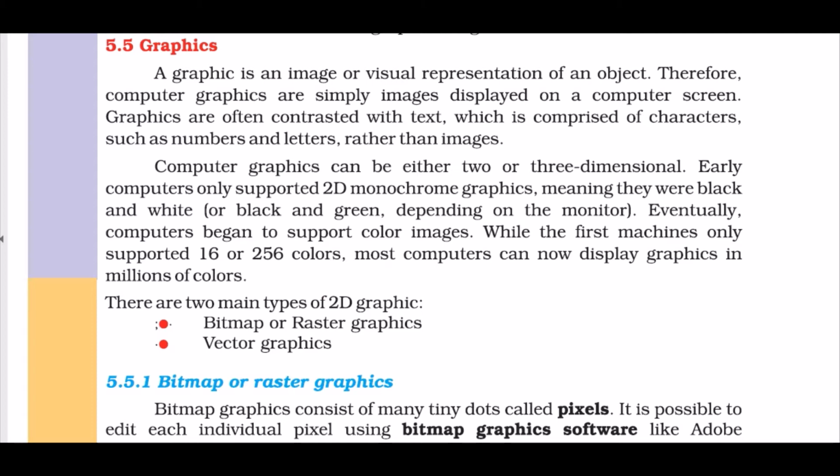But eventually, monochrome means black and white. But eventually, colors came in: red, blue and green, or yellow. Basic colors of any image. When you're printing, it's CMYK. While the first machines only supported 16 or 256 colors, most computers can now display graphics in millions of colors.